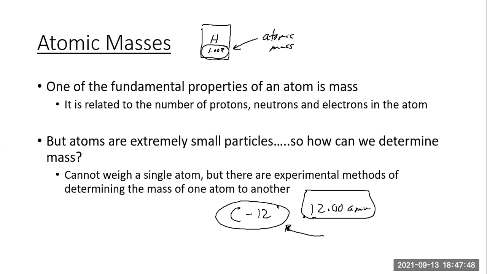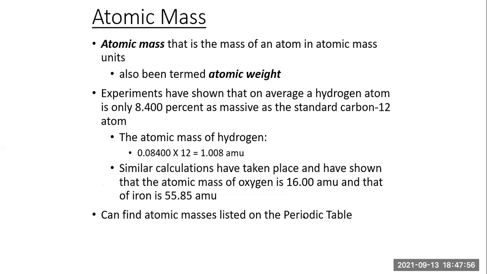And they basically compared everybody to it. They basically said, well, hydrogen is only like 8% as massive as a carbon 12 isotope. So they did a small calculation where they took 8.4%, moved the decimal point 2 places to the left, or divided by 100, times it by 12, and we get this number that we see underneath hydrogen, which is 1.00 AMU.